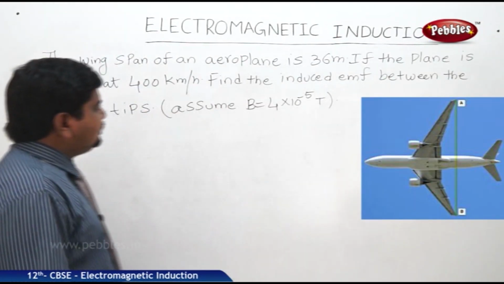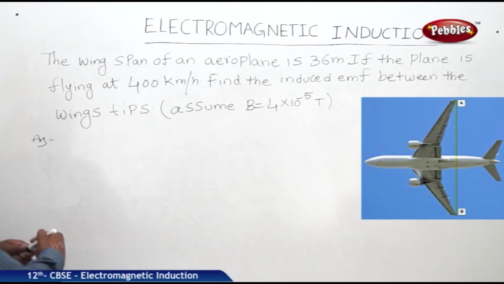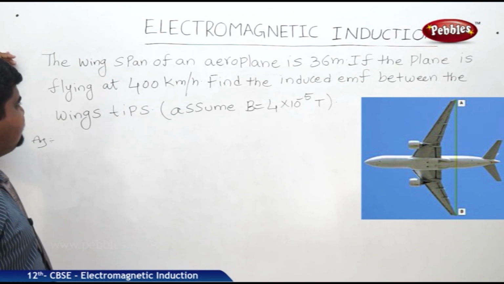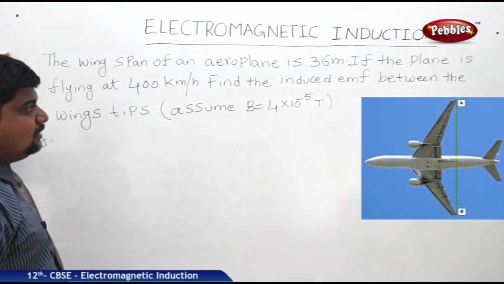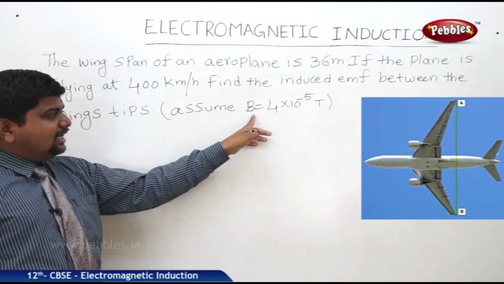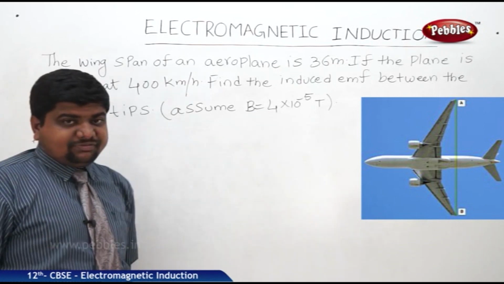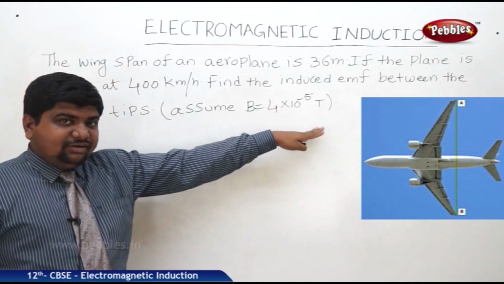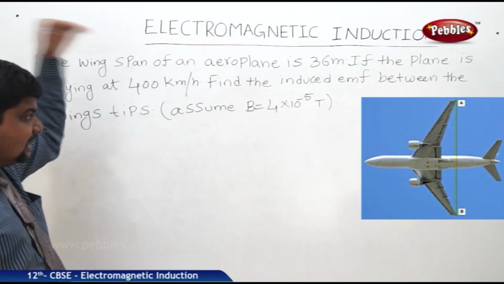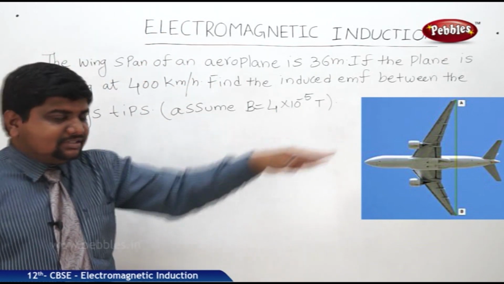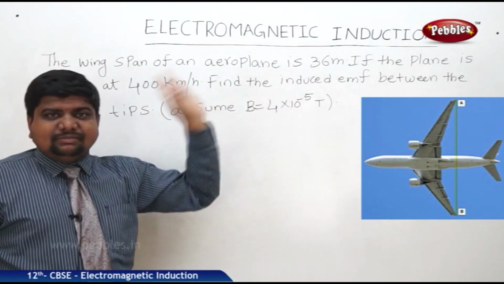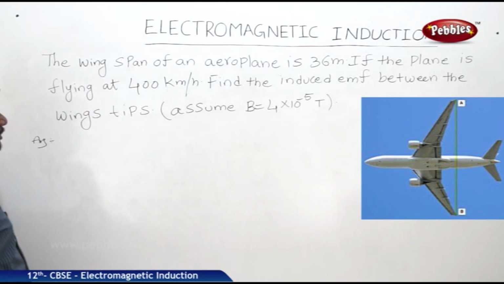Now the problem which is related to the EMF and the length. The problem is like this. The wingspan of an aeroplane is 36 meters. If the plane is flying at 400 kilometers per hour, find the induced EMF between the wing tips and assume the magnetic field B is equal to 4 into 10 to the power of minus 5 Tesla. Because on earth it is 3 into 10 to the power of minus 5 Tesla. The problem is that the plane is at a height. It is not at the horizontal surface. So it is at a height, at altitudes it is moving. So there is a possibility for the change in B. So that's why please check the values.